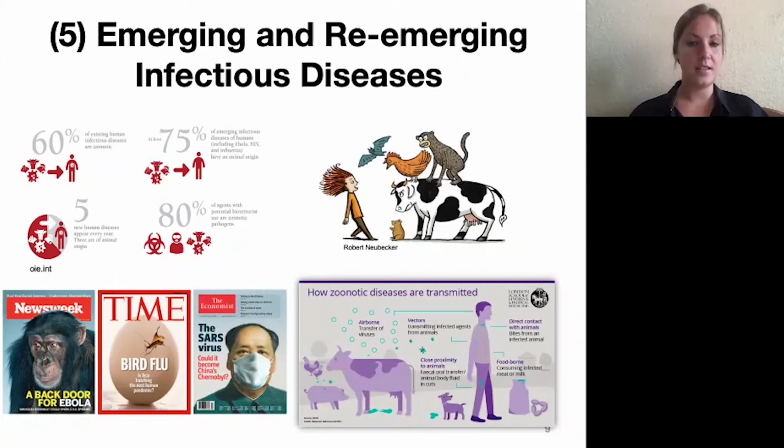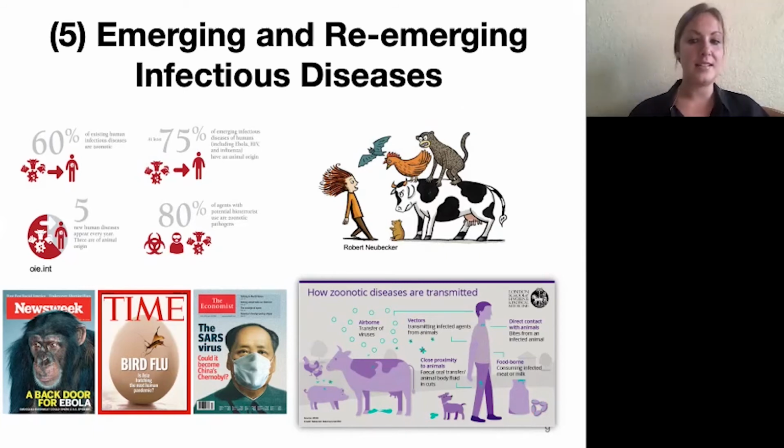So zoonoses are a type of infectious disease whereby the source is an infectious animal or vector. Scientists estimate that more than 60% of known infectious diseases in people are spread from animals, and 75% of new or emerging infectious diseases, such as COVID-19, in people are spread from animals. 5 new human diseases appear every year of animal origin, and bioterrorism threats come more from animals.